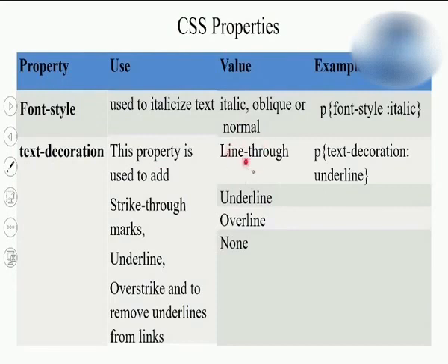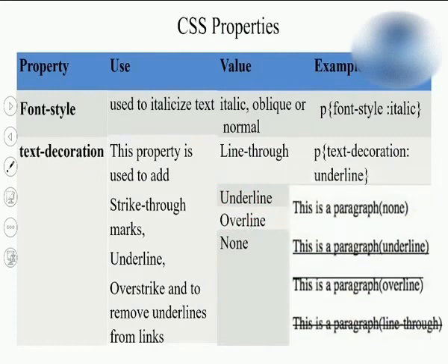What if I specify line through? And what if I specify underline? What if I specify overline? Like this, the output will come if you specify. So this, if I specify none. Underline, if I specify, obviously the paragraph will get underlined. Means I need to write text-decoration: underline like this to get this. If I specify none, obviously it's a simple paragraph.